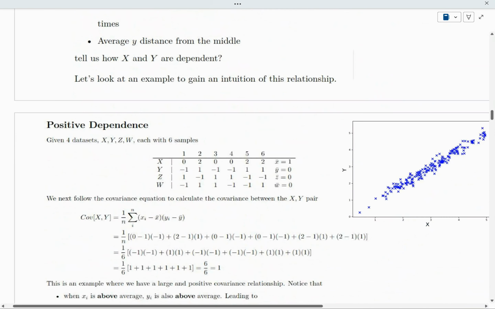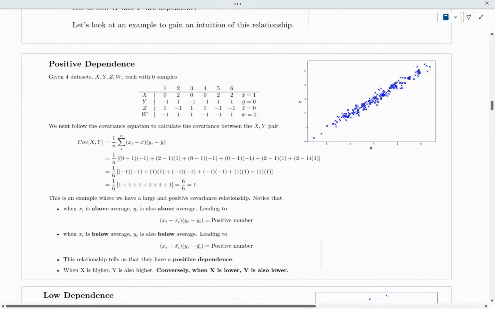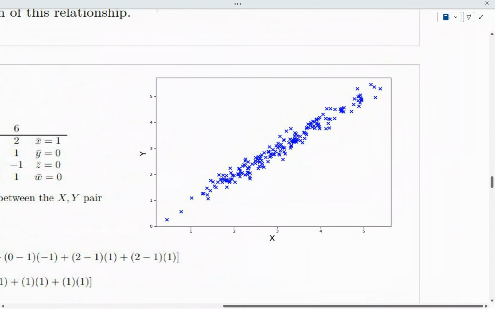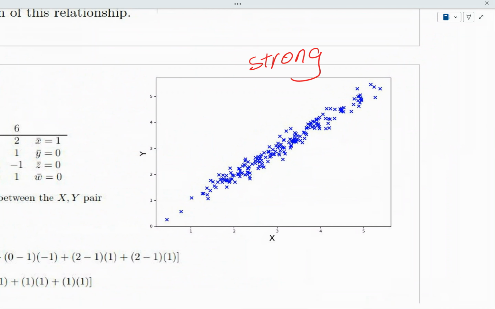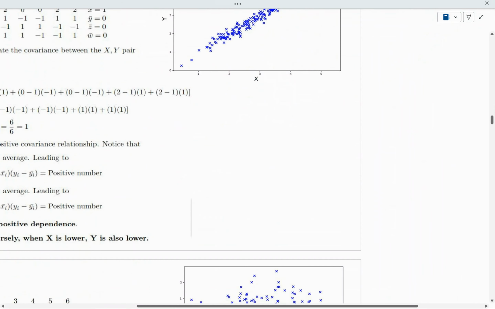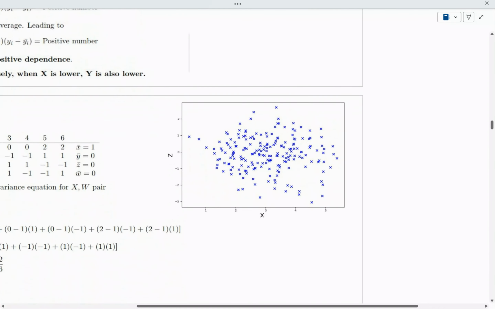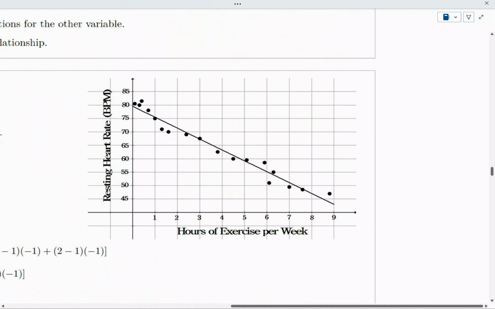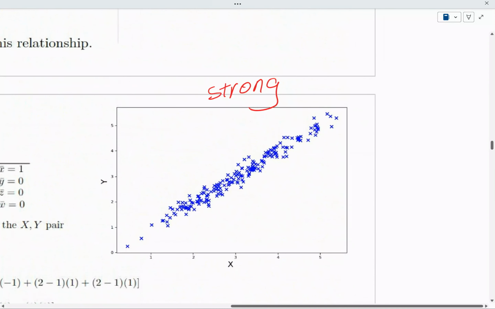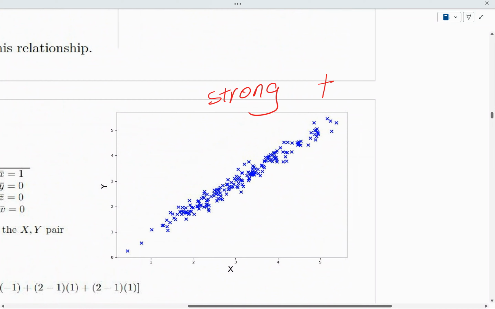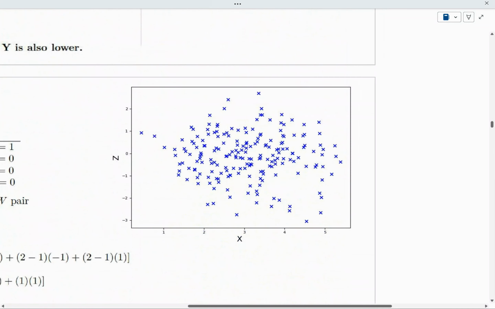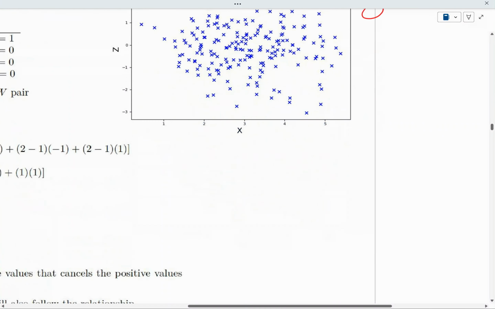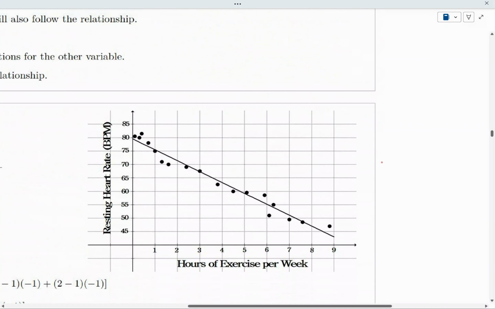Well, it has everything to do with the plot. As I said, this is an example of a strong dependency. Therefore, a strong dependency will look like this. A weak dependency will look like this, right? And a negative dependency will look like this. So you are going to get a strong, large positive value, and over here you're going to get close to 0, and over here you're going to get a strong negative value, right?